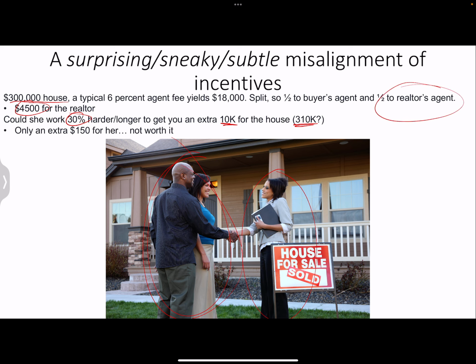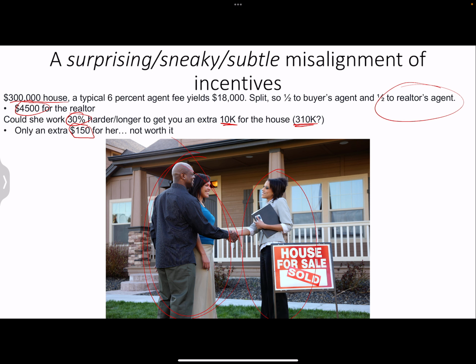After the realtor's agent, 50% is going to her broker fee. So in case the math didn't add up for you, 30% more, she's only making an extra $150. It's just not a good use of her time. And so she actually might want to sell the house for cheaper than they do.